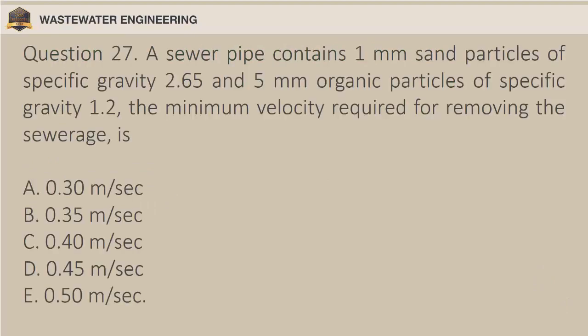Question 27. A sewer pipe contains 1 mm sand particles of specific gravity 2.65 and 5 mm organic particles of specific gravity 1.2. The minimum velocity required for removing the sewage is A. 0.30 meters per second. B. 0.35 meters per second. C. 0.40 meters per second. D. 0.45 meters per second. E. 0.50 meters per second.